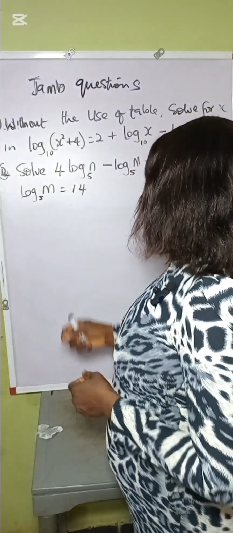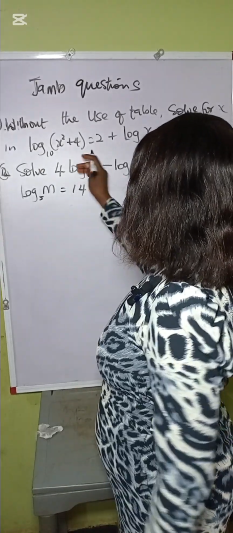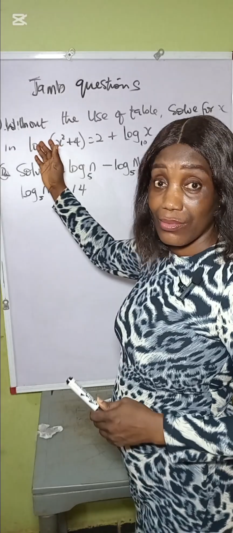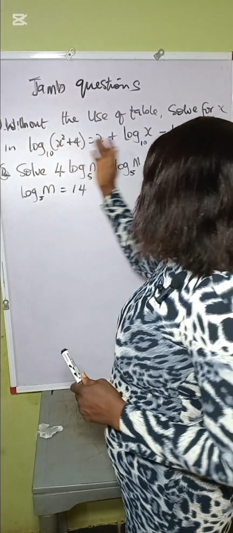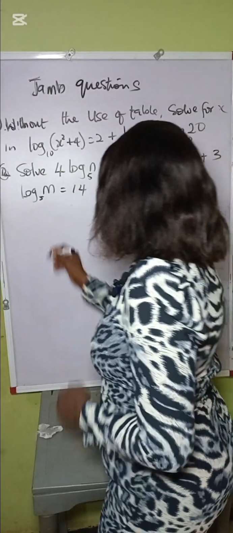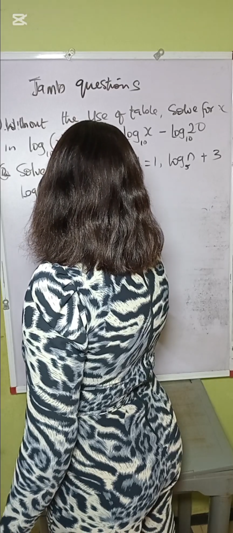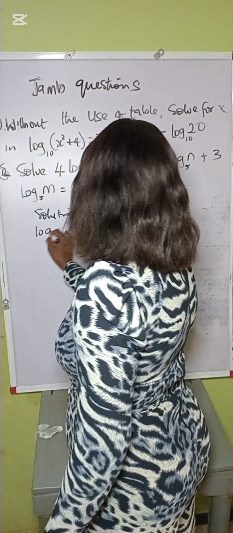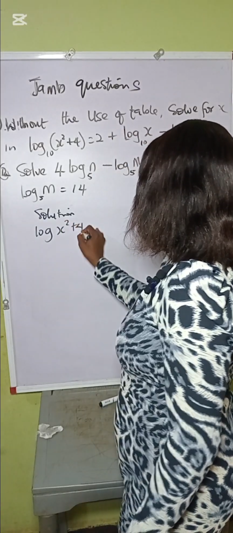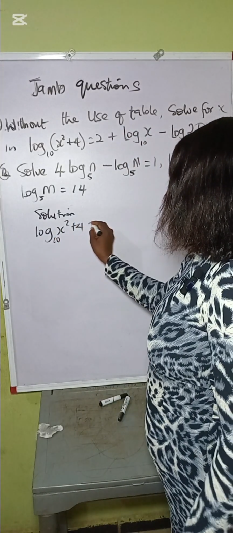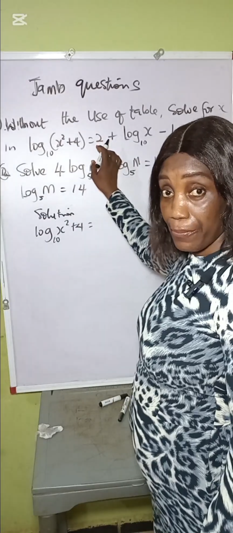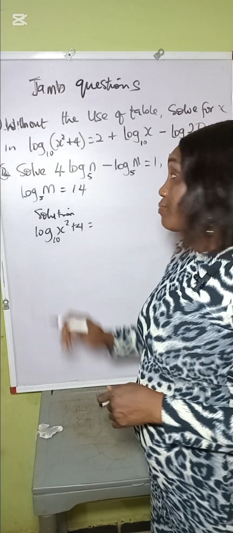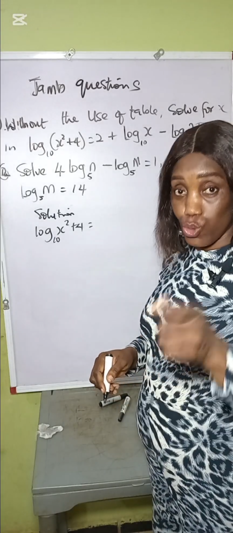Okay, let's continue. In this, we are going to consider the common base. They are familiar, base 10, and base 10, okay? So now let's look at the first question, that log of (x squared plus 4) in base 10 is equal to these two here, okay? These two here, we are going to change it to be what? The value of what? 2 in base 10.